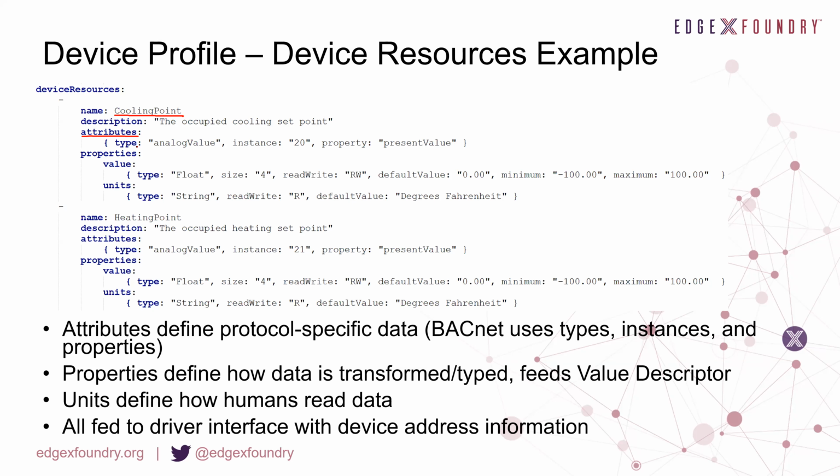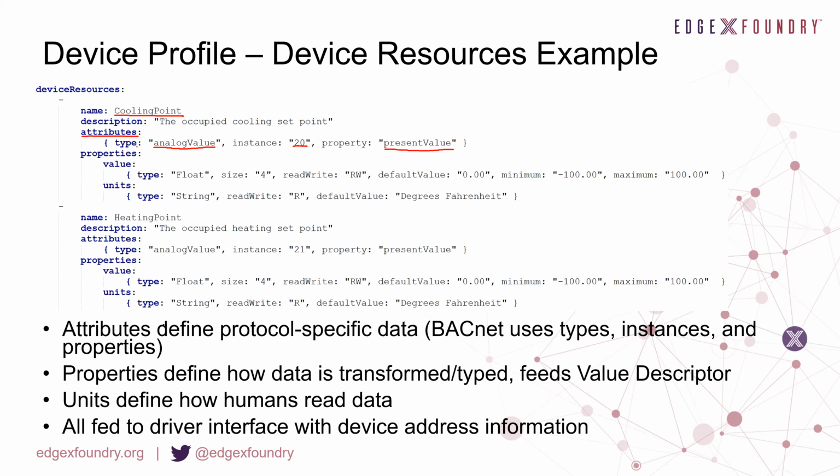So what this does is it allows you to keep the nomenclature of the low-level protocol, but abstract that from the higher levels of the stack. We don't care if it's a BACnet or a SNMP device at the top layers. The device service itself should be the only one that knows about that difference. So in this case, the cooling point is going to be a BACnet analog value type. It will be the instance number 20, and it is going to be the present value property of that resource on the device.